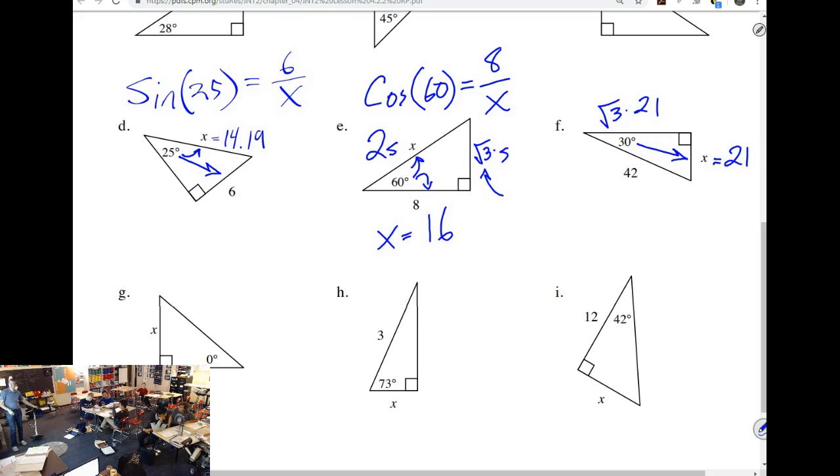Short leg and E was 8. What is that? Short leg and E, where? Short leg and E was 8. Hypotenuse was not 16. Yes, it was.